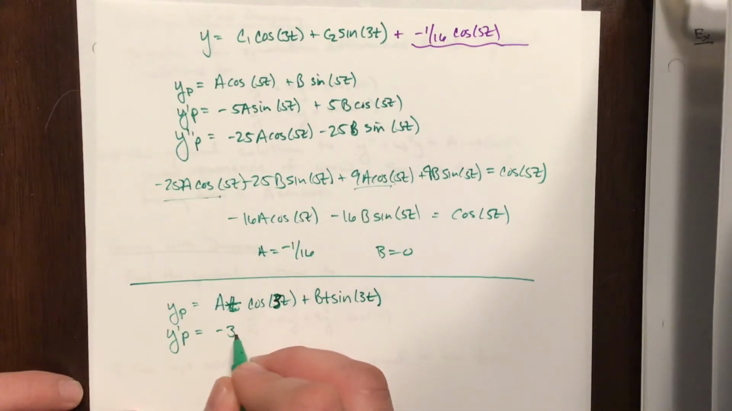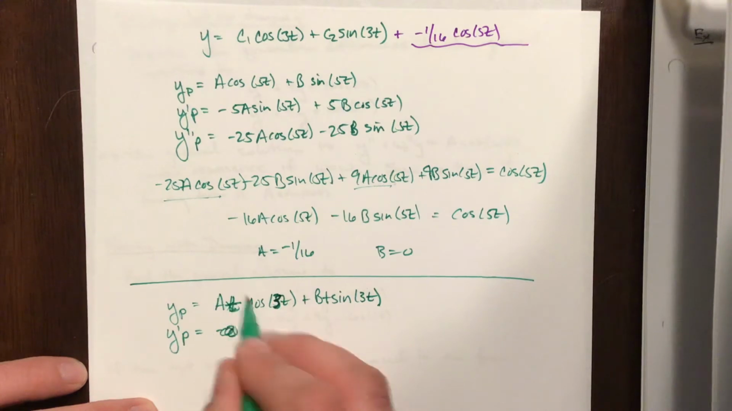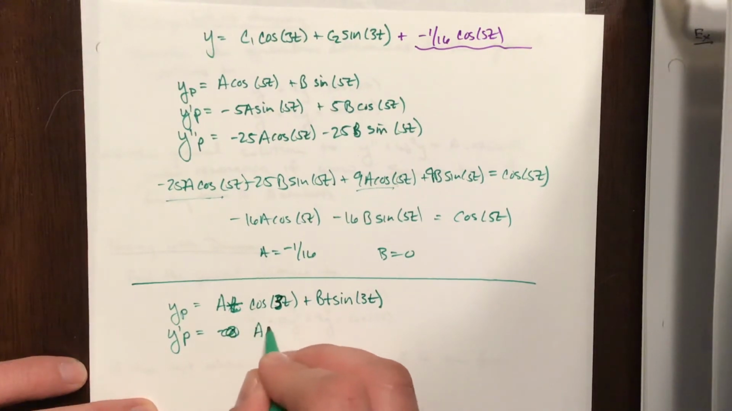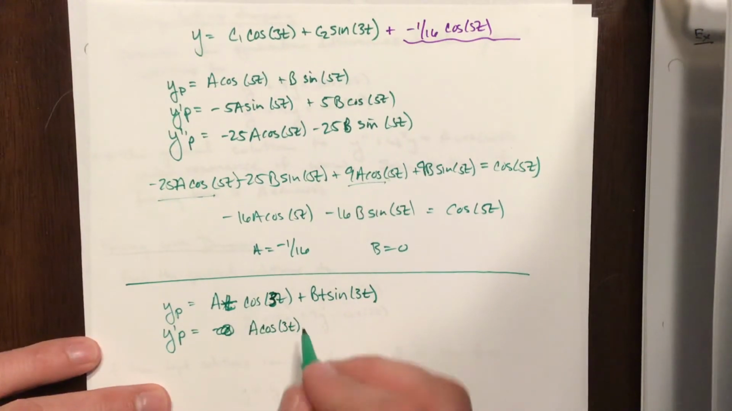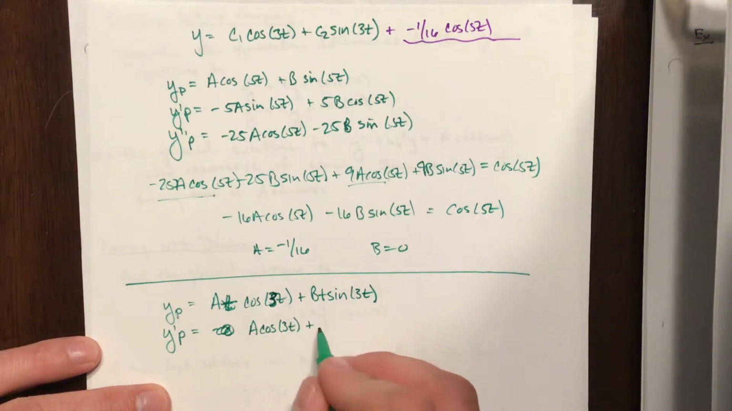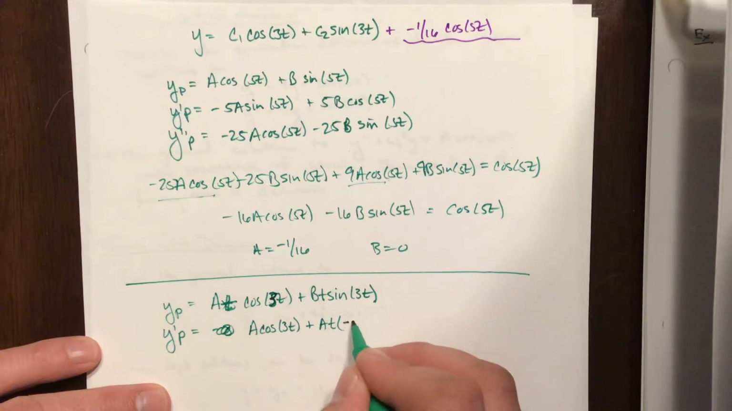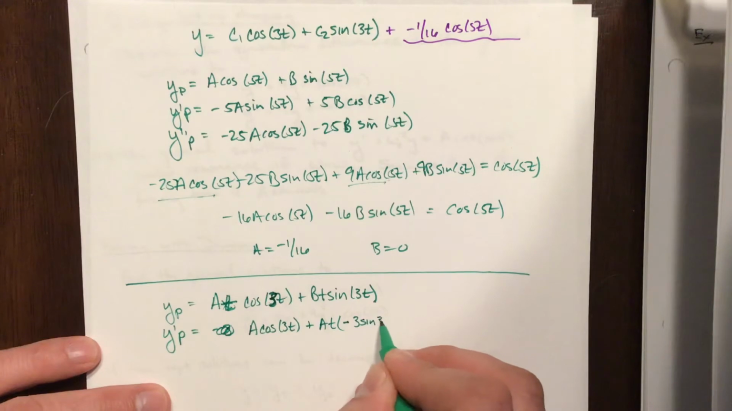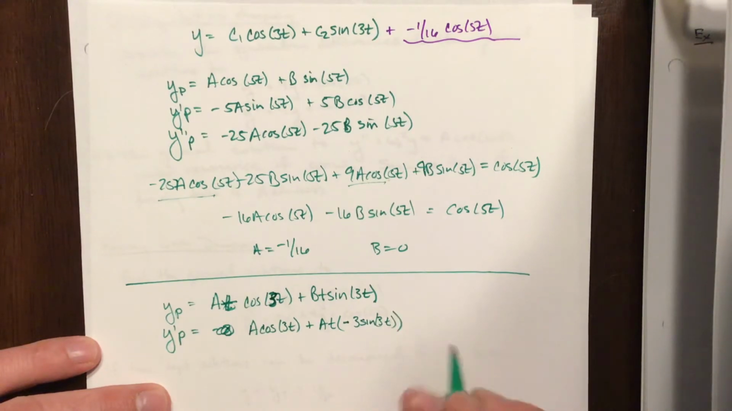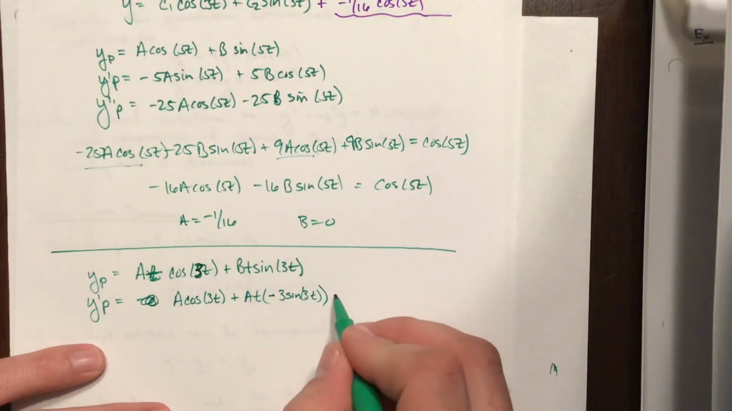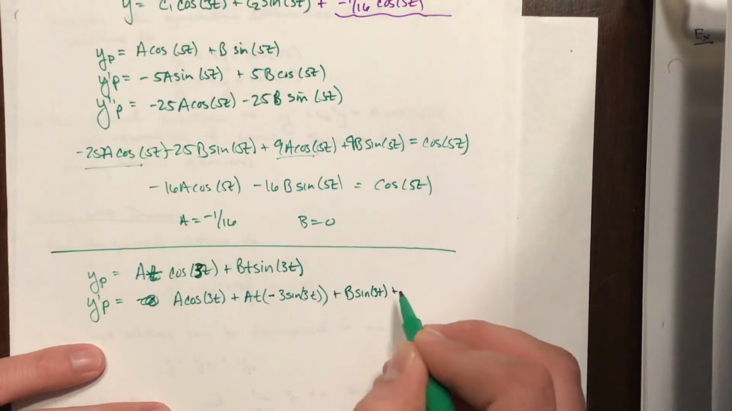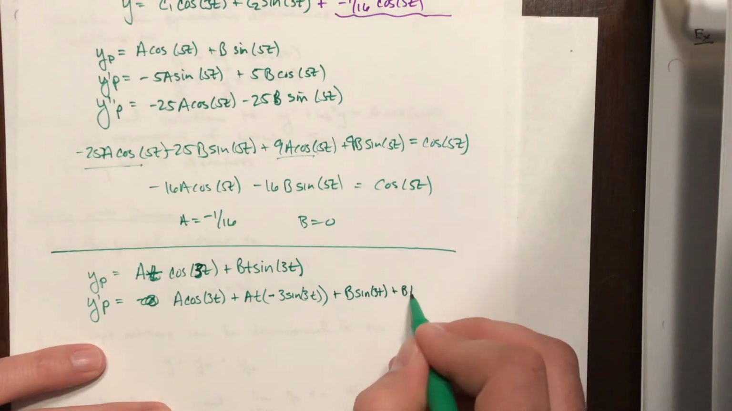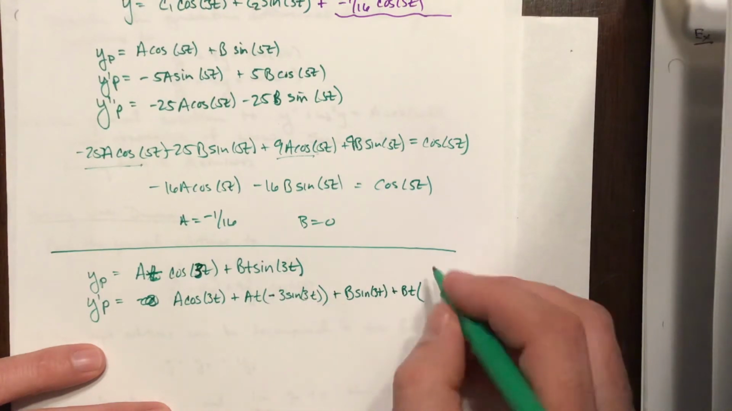Let's take the derivative of this piece first. Derivative of at is a cosine 3t. And the derivative of the second half is going to be negative at times negative 3 sine 3t. And for the second half, we'll get b sine 3t plus bt times what? 3 cosine 3t.